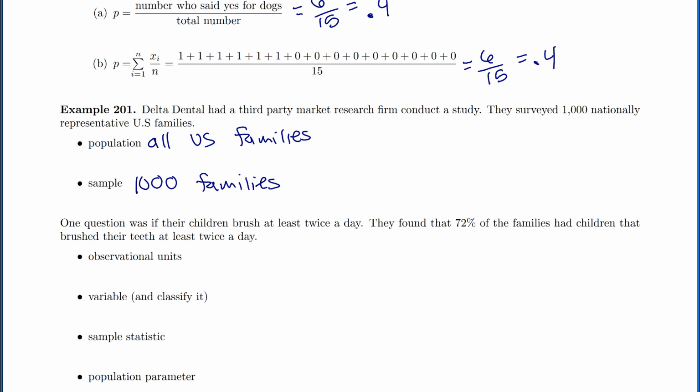So the observational unit in this one is each family. So they only looked at each family. They didn't look at each person. So the units are the families. The variable they looked at is whether or not they brushed their teeth twice a day.